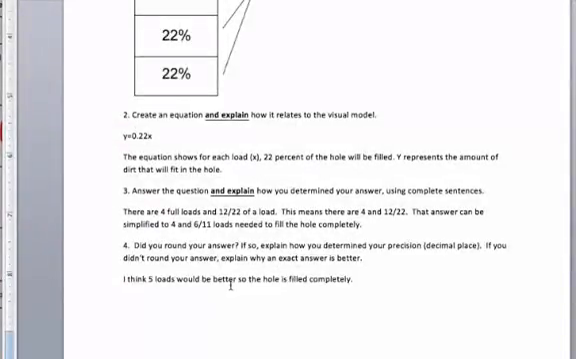I think 5 loads would be better so the hole is filled completely. Well, I do say 5 loads is better so the hole will fill completely, but the question's asking about rounding. And I didn't really answer the question about rounding. I mean, my answer for question 3, I had 4 and 6/11, and so I had an exact answer, but I didn't address that question. I just said I think 5 loads would be better so the hole is completely filled.